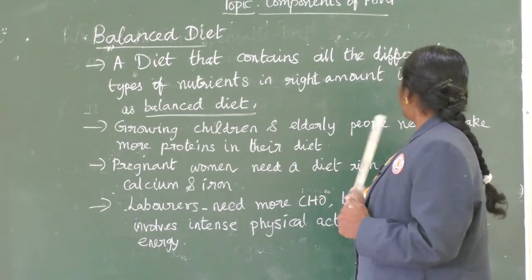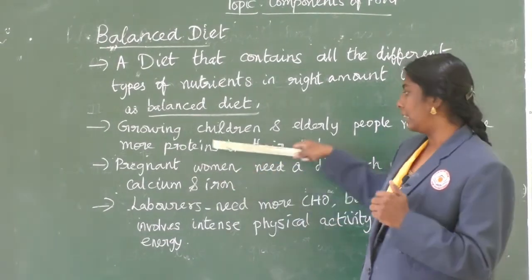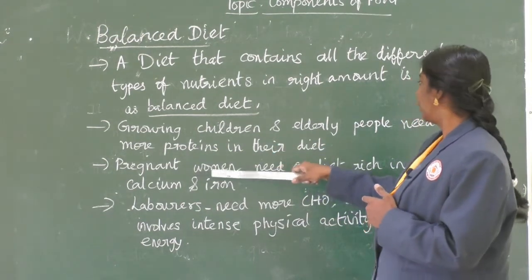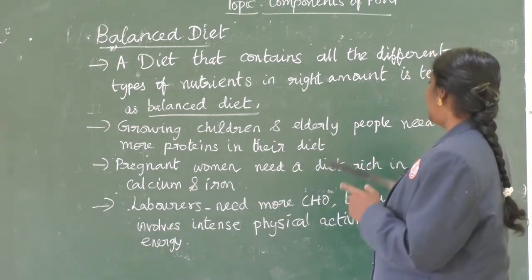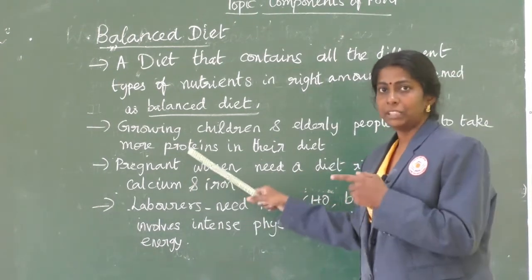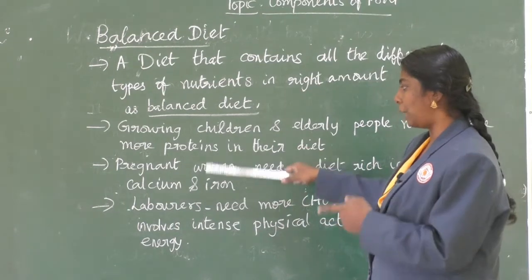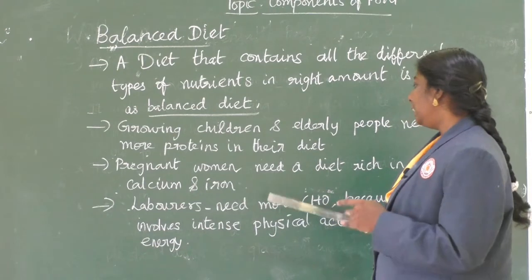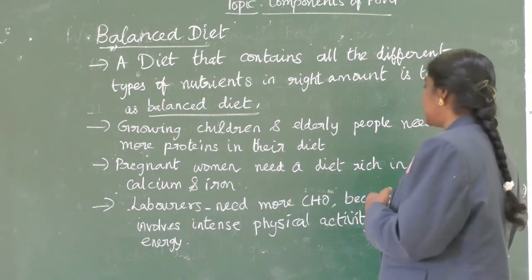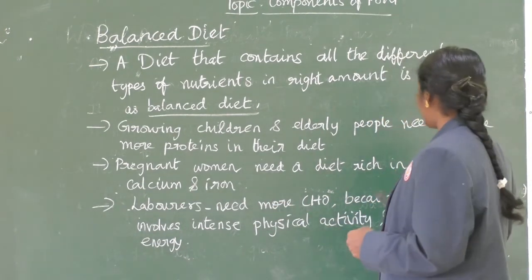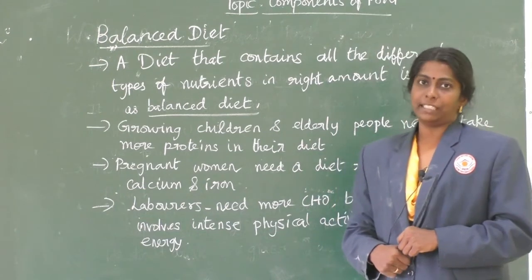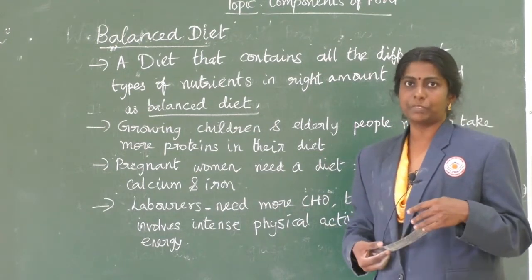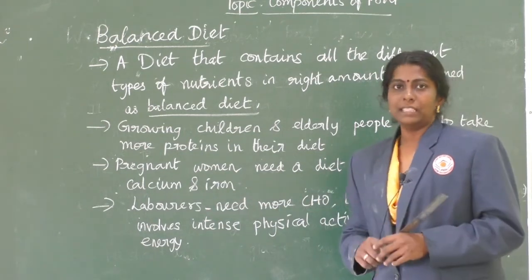Growing children and elderly people need to take more proteins in their diet. And then pregnant women need a diet rich in protein and calcium and iron and all. Is it not? They used to have some tablets for iron during pregnancy time. And then laborers, they need more carbohydrates because their work involves intense physical activity and they need more energy. For their hard work, they need carbohydrate rich food. So, this is what about balanced diet.